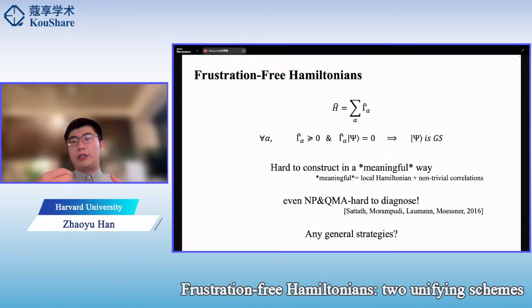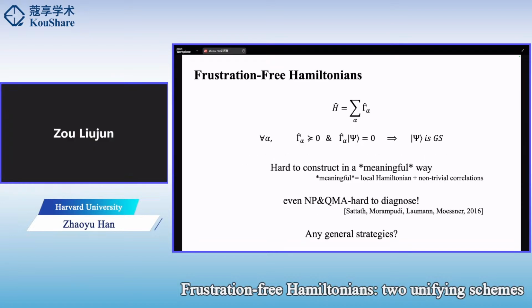What makes the situation worse is that even diagnosing whether a given Hamiltonian is frustration-free is an NP and QMA hard problem, meaning that neither classical nor quantum computers can really help us on this. So this leads to the natural question: is there any general strategy to construct such frustration-free models? And the answer is fortunately yes, and today I will describe two such schemes and their applications.